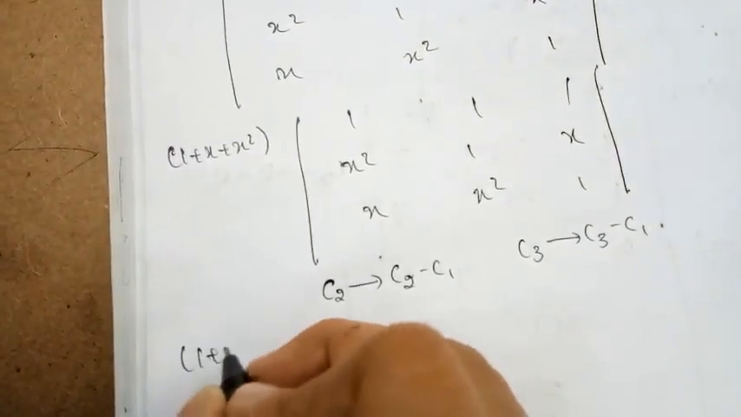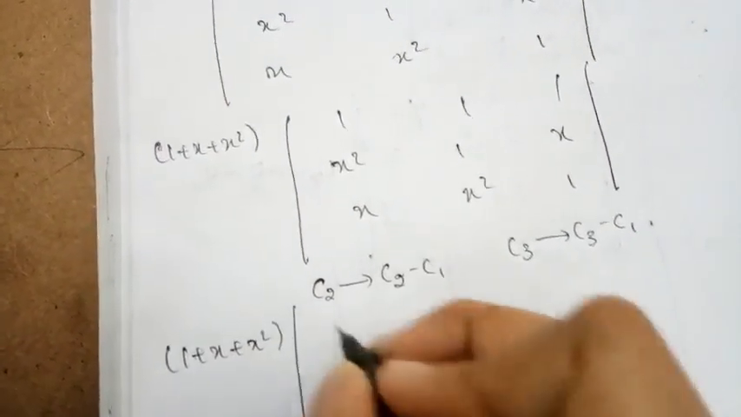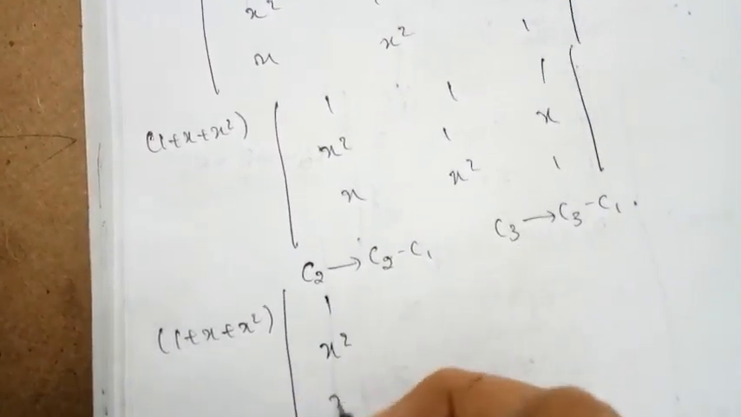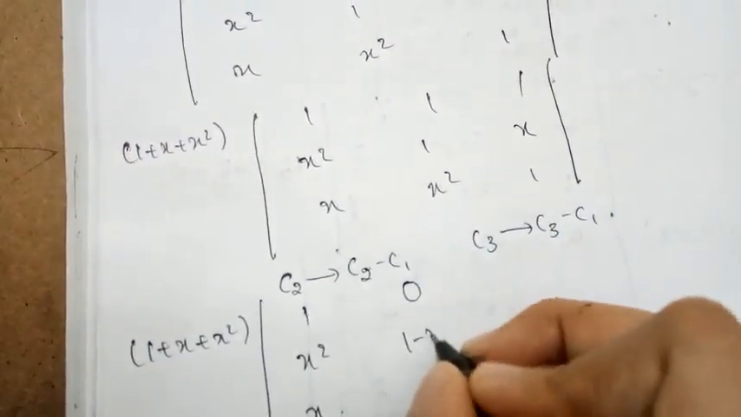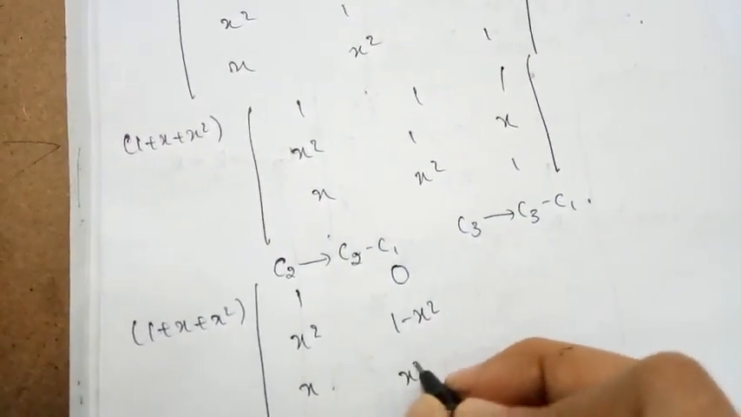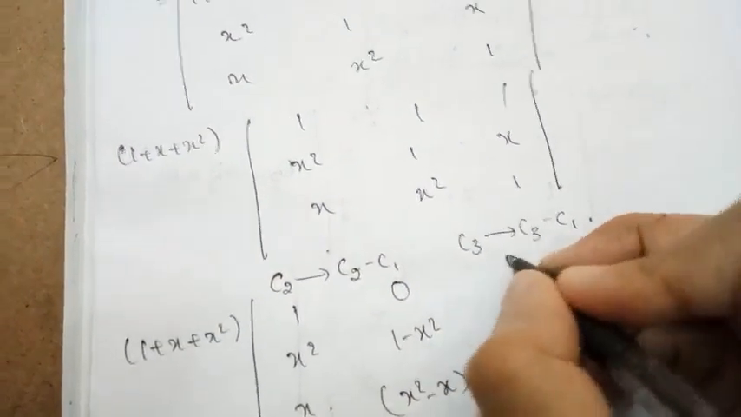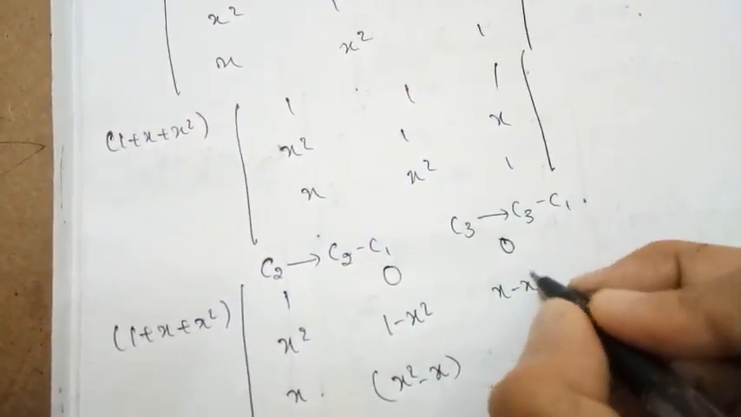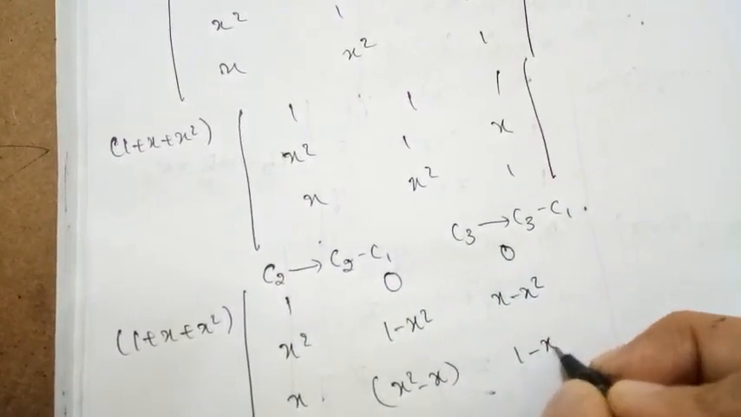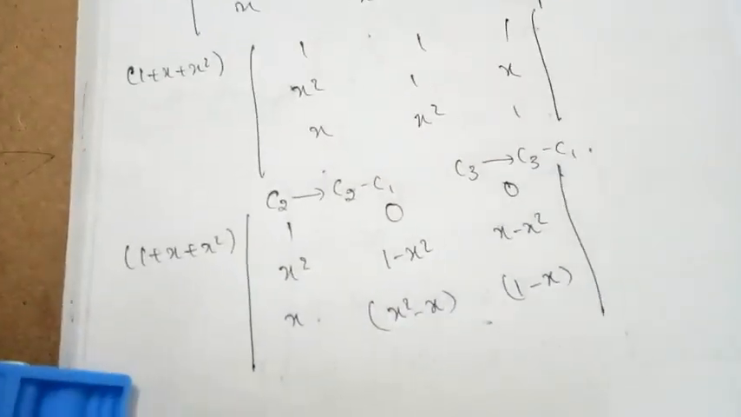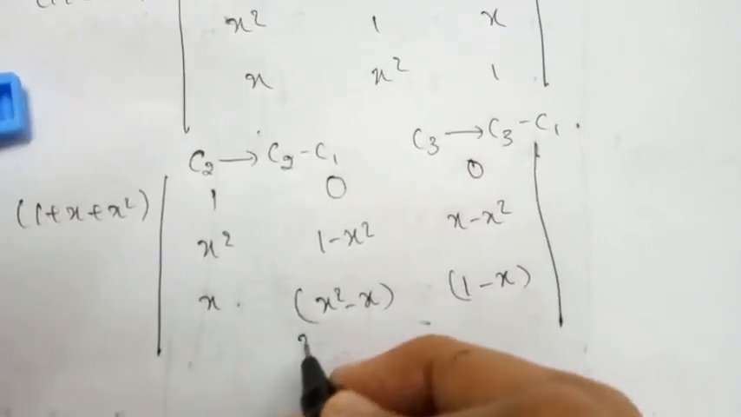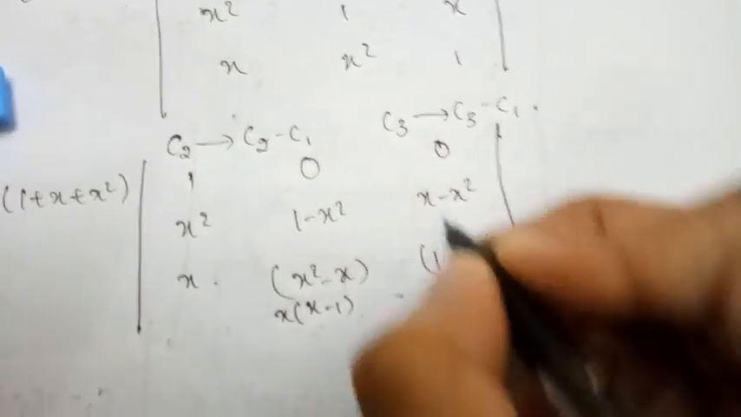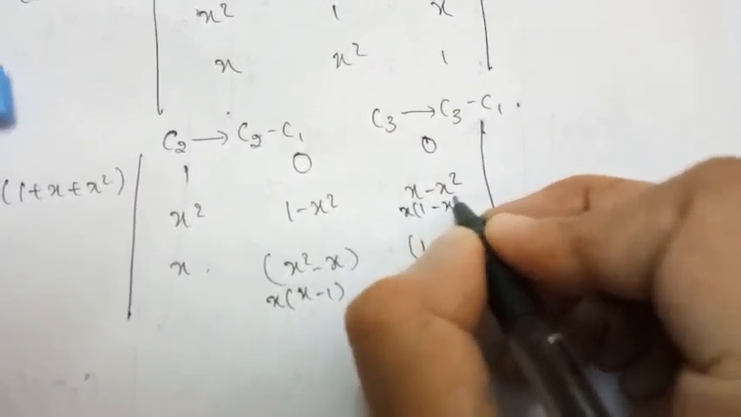So what am I going to get after applying that column operation? First column, there is no change in the first column. C2 minus C1, 1 minus 1, 0. Here it is 1 minus x square. Here x square minus x. Here 1 minus 1, 0. x minus x square, 1 minus x. Okay, but what we require? We require 1 minus x. So here in this x is common. What happens? This becomes x minus 1. Here also x is common, 1 minus x.